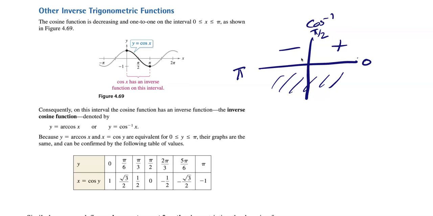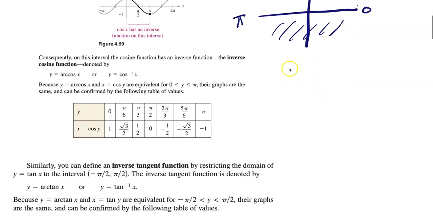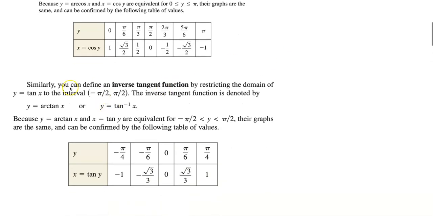So anytime we do a cosine problem, we're going to use this graph. And then tan is actually like the sine graph. It only works from negative pi over 2 to pi over 2. So tan is very similar to the sine one.